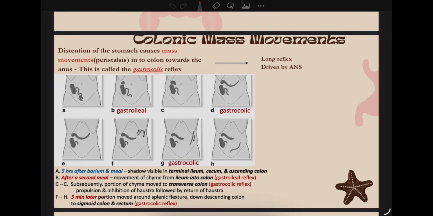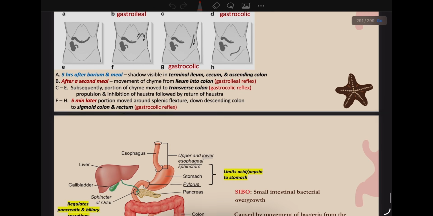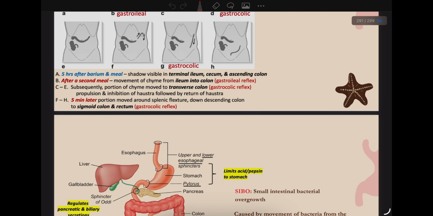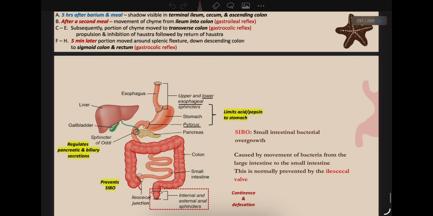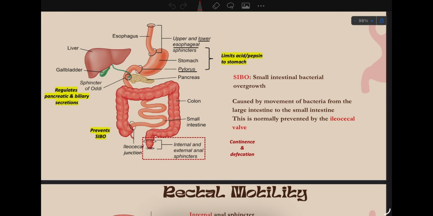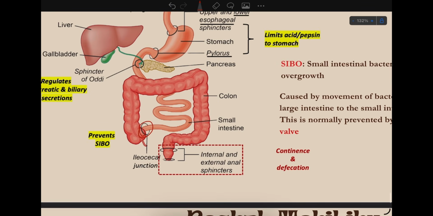If there is food in the stomach, the distension of the stomach causes this gastrocolic reflex, which causes mass movement in the large intestines. And mass movement is like 20 centimeters or more, and it causes you to want to go to the bathroom. Now, we have here what we call ileocecal valve.